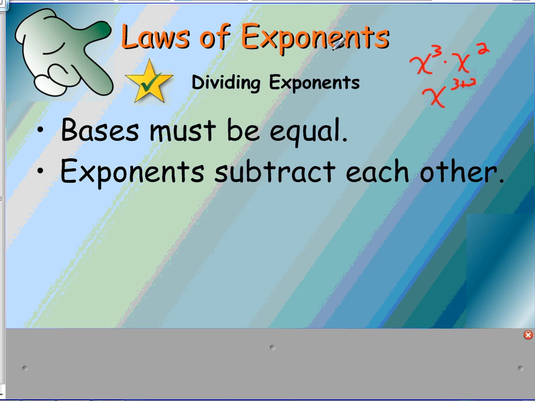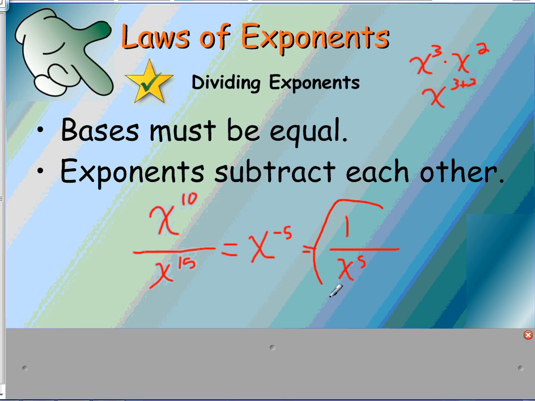So for example, if I have x to the 10th power over x to the 15th power, I need to subtract those. So 10 minus 15, well, that's going to get me x to the negative 5th power, and we know we can never leave it like that, so then I'm just going to put it as 1 over x to the 5th power. And that would be your answer. All right? So you're just subtracting.